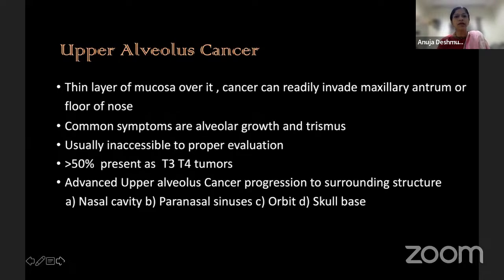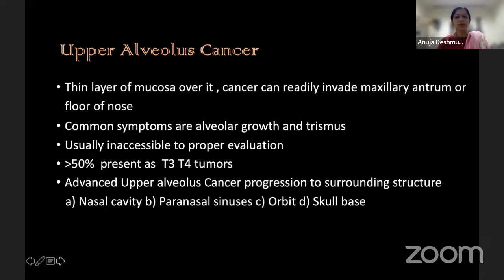In the upper alveolus, there is a thin layer of mucosa over it and the cancer can readily invade the maxillary antrum or the floor of the nose. The common symptoms are alveolar growths and trismus. It is usually inaccessible to proper evaluation if it is situated in the last molar area. More than 50% of the patients present as locally advanced maxillary cancers, the upper alveolus cancers, because of their late presentation to the clinics.